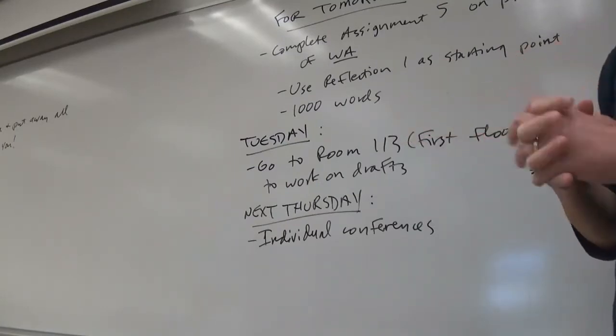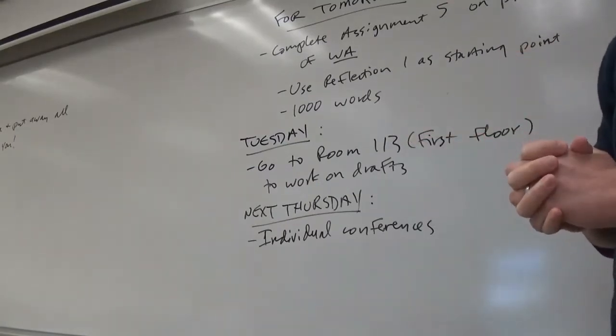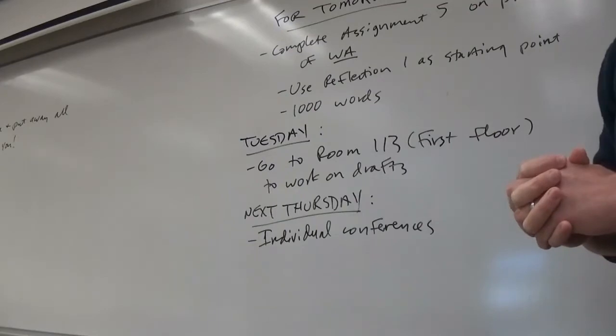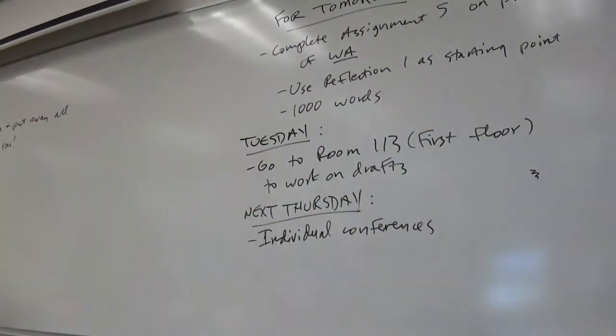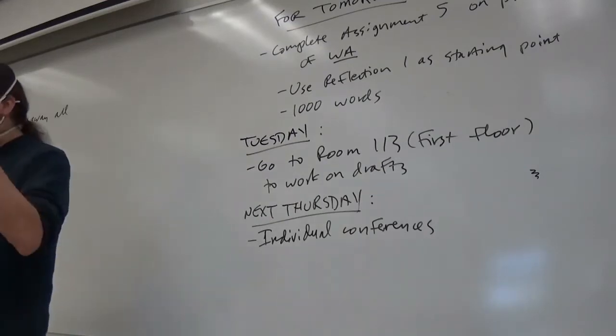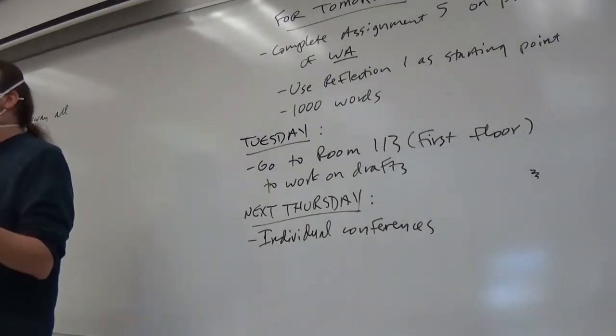Okay, so do we take reflection 1 and just add on to it, or do we just take some of what we said in that and put it in there? I would say more the latter, right? So you're going to want to rethink and revise reflection 1 based on the comments I gave you on the exploratory reflection. Then you're going to build on that. You're going to add to that until you get to about 1,000 words, right?